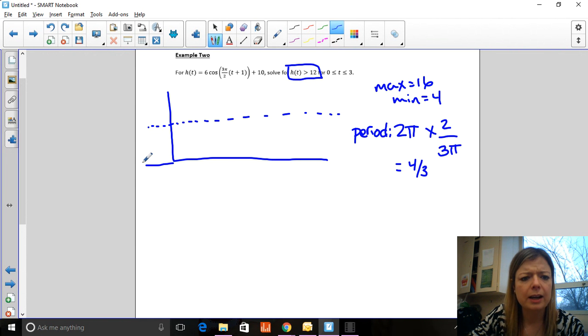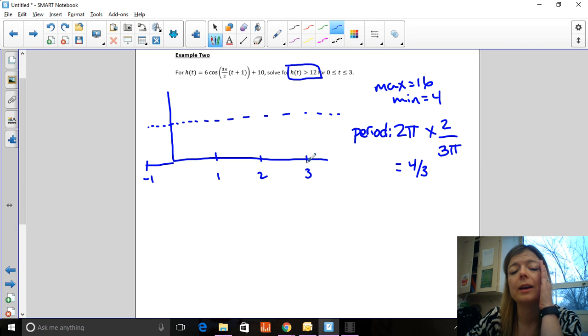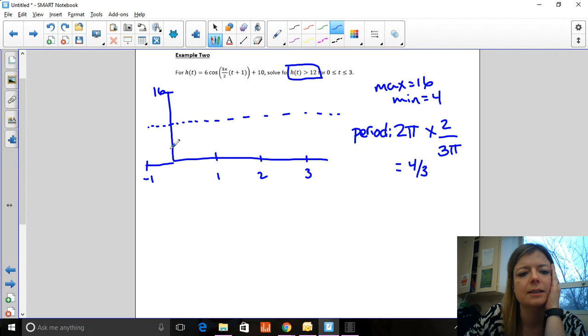So if I move this back as minus 1, here's 1, 2, 3. This is going to be just super estimated. You'll see it's not going to be anything special. Okay, so this is 16 as my max, and we'll say this is 4 as my min. And so now I'm going to go to town and have fun with this. So my maximum starts, because it's all being shifted over, at 1. So I have a maximum here. And then my period is 1 1/3. So I'm going to have another maximum at 1/3, which is here.